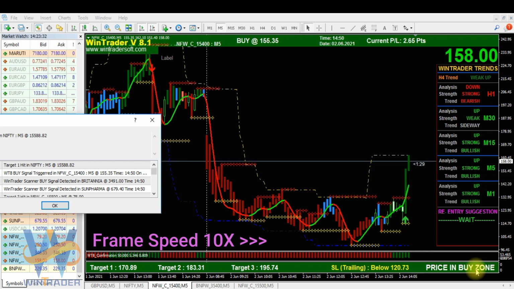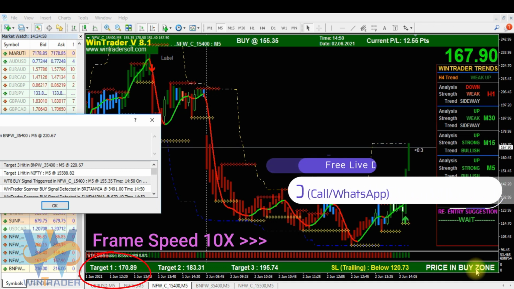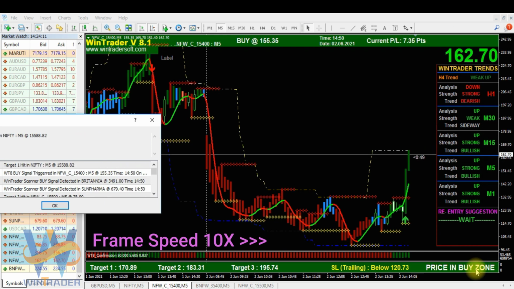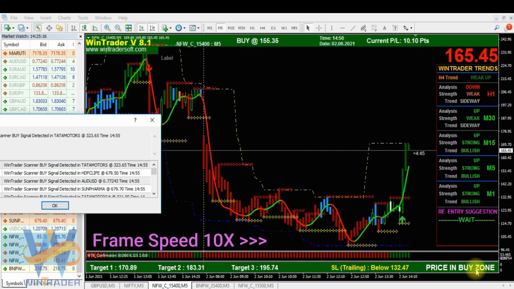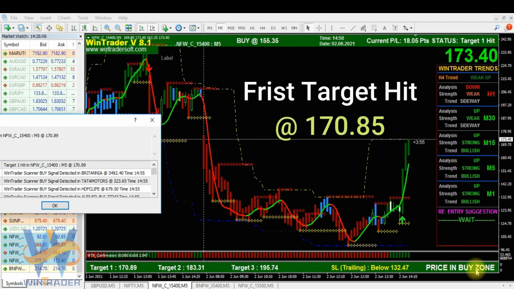Right now we entered the trade at 155.35 and our first target is 170.85, which means a profit of 10%. We are expecting a 10% return with that first target. So check now whether the first target is achieved. In the live market it's moving up. The first target is 170.85, and right now the market price is 170. Yes, it has achieved the first target of 170.85.